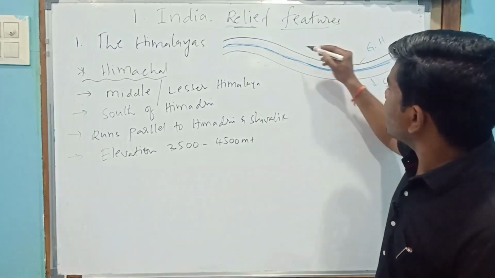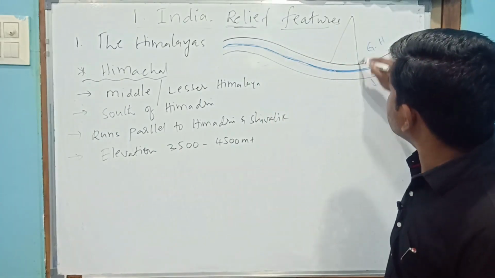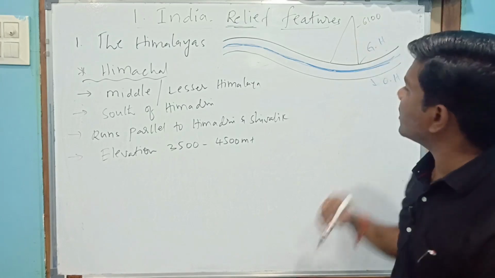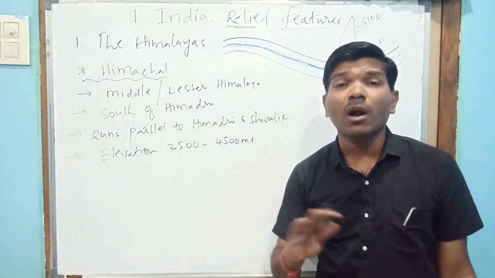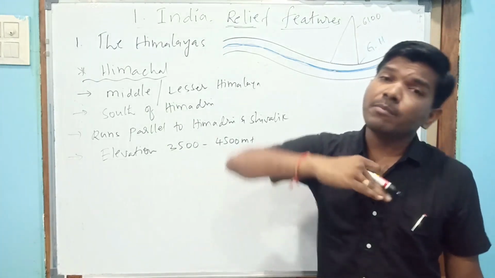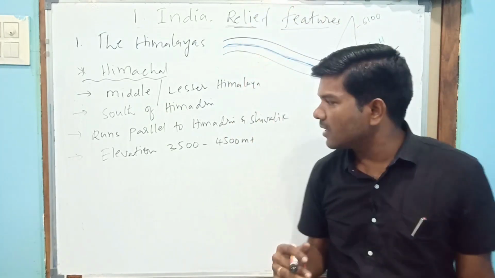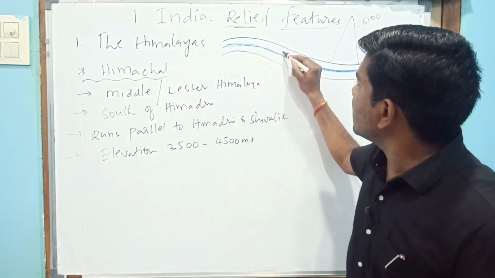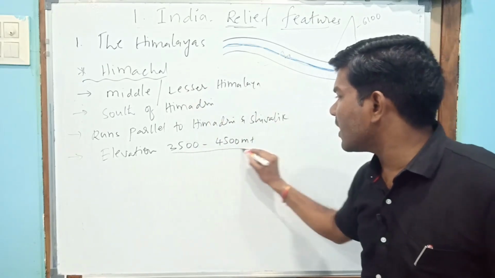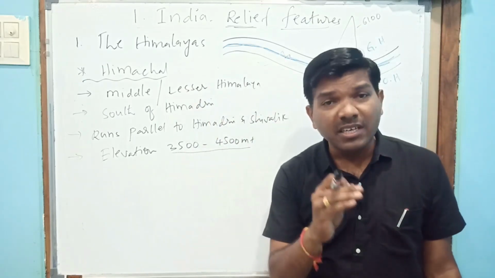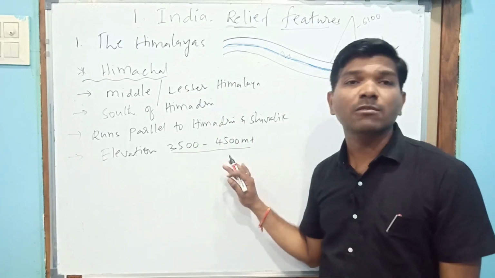As I mentioned here, Mount Everest is 6,100 meters. Himadri is 6,100, not less than 6,100. Remaining all are above 6,100 meters. Very high mountain peaks are there. But in the Himachal, mountain peaks of 3,500 to 4,500 meters elevation are there.